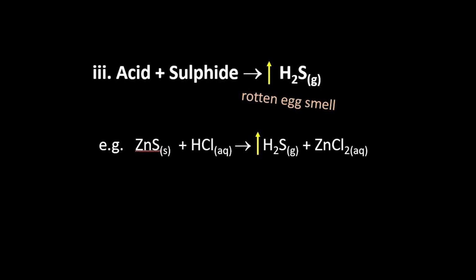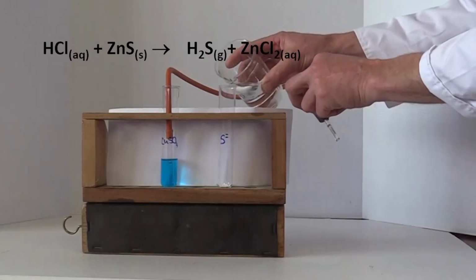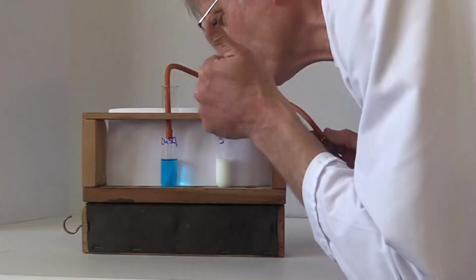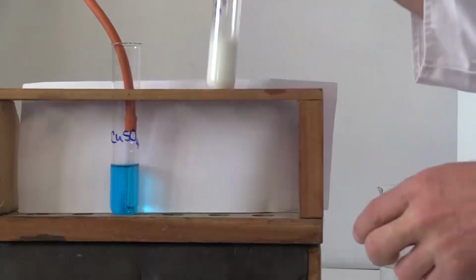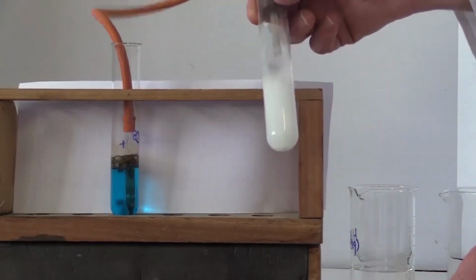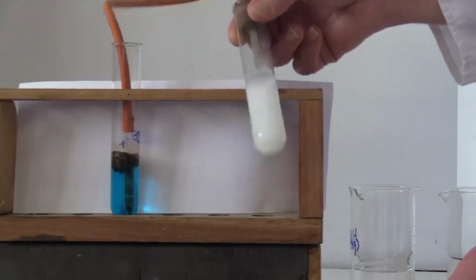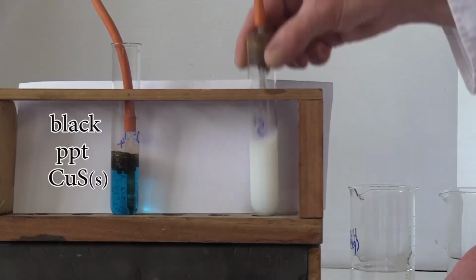Number 3, an acid and a sulphide makes hydrogen sulphide, a rotten egg smelly gas. Hydrogen chloride plus zinc sulphide makes the smelly gas, hydrogen sulphide, plus zinc chloride salt. Yeah, it doesn't smell very good. It's not as if it really needs a test, but if you bubble the H2S through a soluble form of copper, like copper sulfate, you start seeing the black precipitate of copper sulphide.